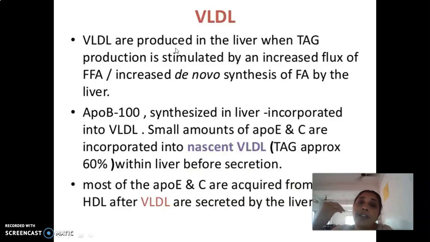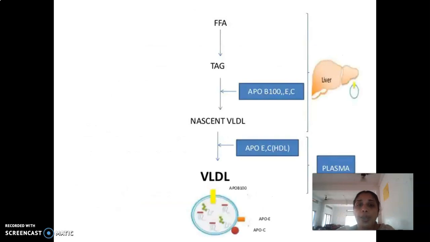Right? So immediately after the synthesis, the VLDL has mainly TG and ApoB100, and such a VLDL we call a nascent VLDL. And when it is released from the liver, what happens? VLDL comes across the HDL in the circulation, and this HDL donates the ApoE and ApoC to the VLDL, so that the nascent VLDL is converted into mature VLDL, right?